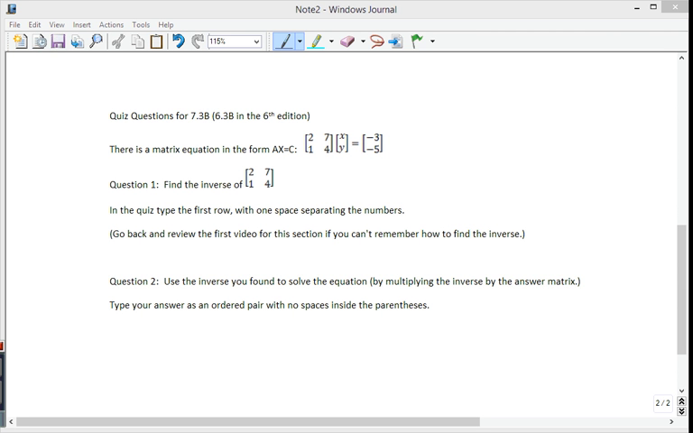Then on number 2, use that inverse that you found and multiply it by the answer matrix in order to solve and see what x and y are. When you get your x and your y, then write it in an ordered pair, which is in parentheses. Remember x, comma, y. So whatever the answer is for x, comma, whatever the answer is for y. And that will be your quiz question, both of these questions for this video.